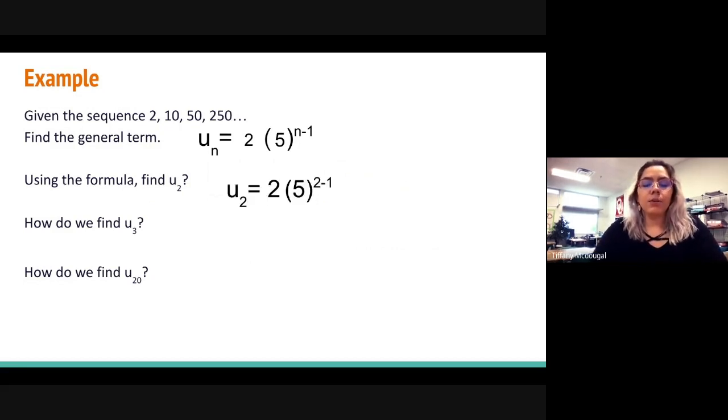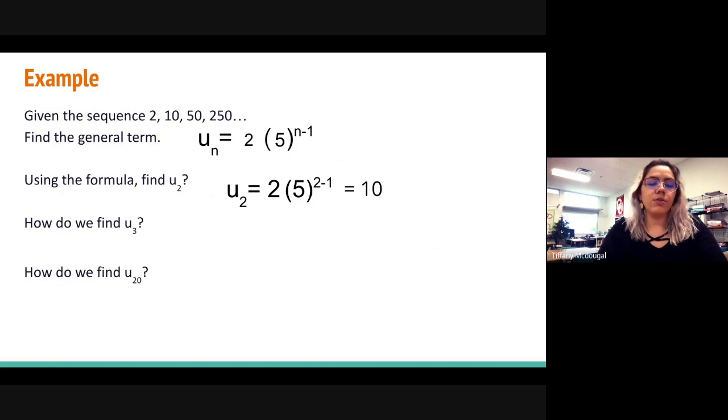So we're going to use the formula to solve for U2. Now, we know that U2 means the second term, or location 2, and I can see from right up here that the second term is 10, but I want to use the formula just to double check. So I'm going to put U2 is equal to 2(5) to the 2 minus 1. And if I put that into my calculator, I can see that U2 is 10.